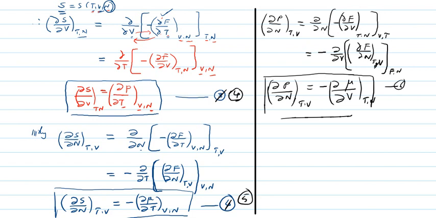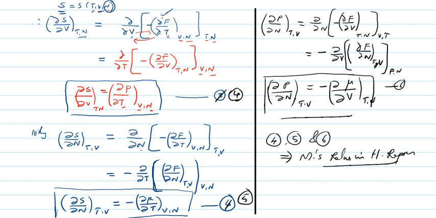Equations 4, 5 and 6 are also the Maxwell's relations in the Helmholtz representation. You can try out if you can get more. So these are three Maxwell relationships. Similarly, as I told you, in each representation of thermodynamics we can obtain a set of Maxwell relations. So we can now do the same thing with the other representation, that is the Gibbs representation.